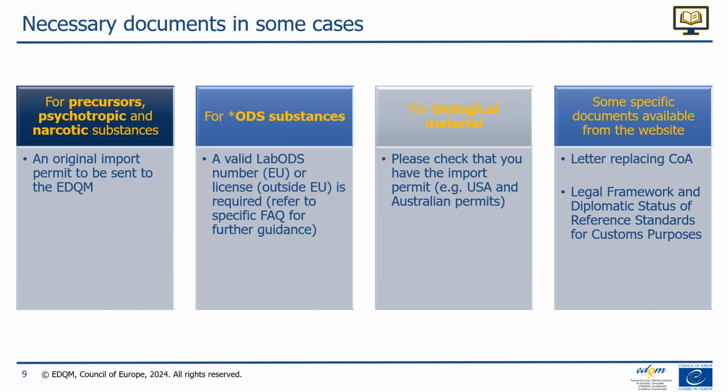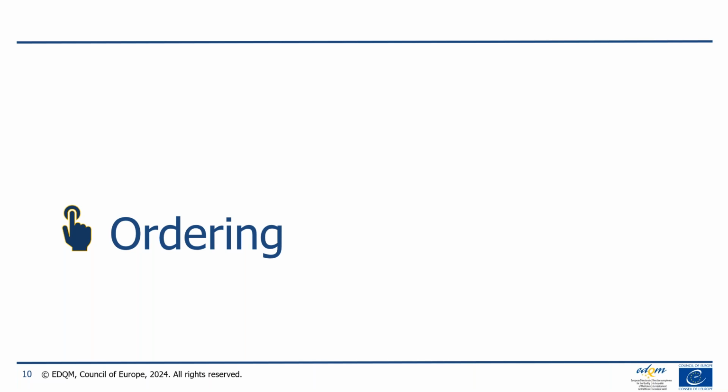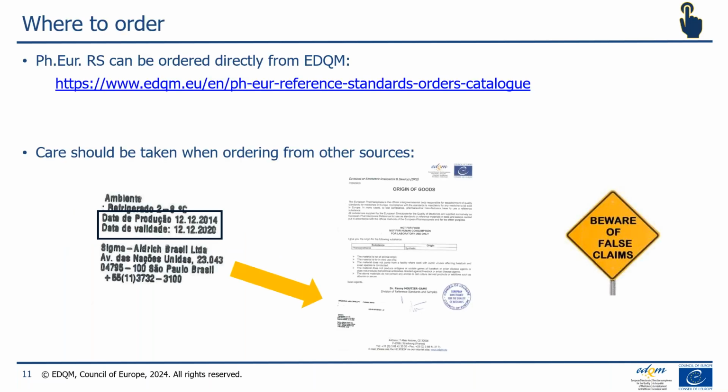Now that the order has been prepared, let's see how we can do the order processing itself. You can order directly from the EDQM or from resellers. However, if you're not purchasing directly from the EDQM, be wary of counterfeit products and some misleading information, such as here, the example with a fake expiry date. We have also seen some cases where falsely claimed assigned values have been provided.